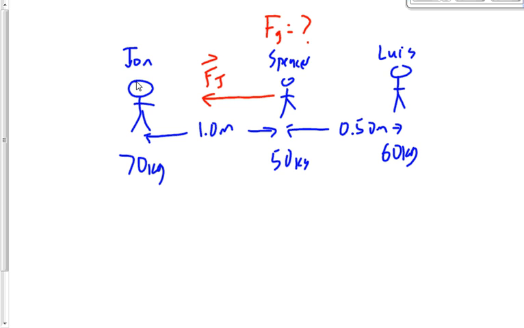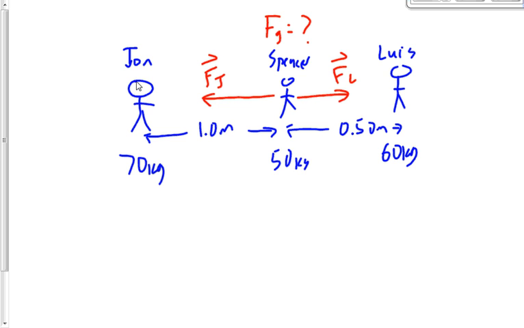What about Luis on Spencer? Well, Spencer is pulled to the right as a result of Luis. Now, Luis is pulled to the left, but we don't really care. No offense, Luis. We don't really care what happens to Luis here because that's not the question. We're trying to find the force on Spencer. So draw all the forces acting on Spencer.